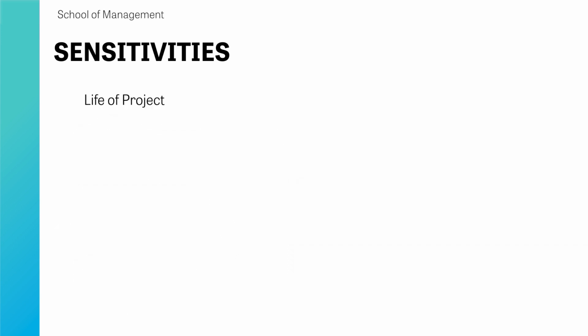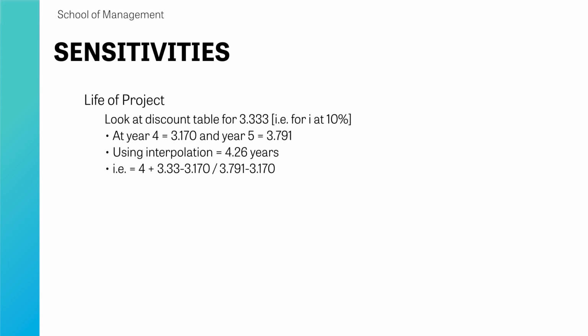The life of the project, well, our projects assume that it's going to last for 5 years. We want to know when we effectively break even using discounting. Again, we look at the 3.333, but now we're going to look at the 10%. Again, using interpolation, we can then work out it's basically going to break even in 4 years and 3 months. Now, to me, that's a huge concern, that your project only becomes viable 82.5% into the life of the project. Again, is that acceptable or isn't it? You've got to analyze and determine that.